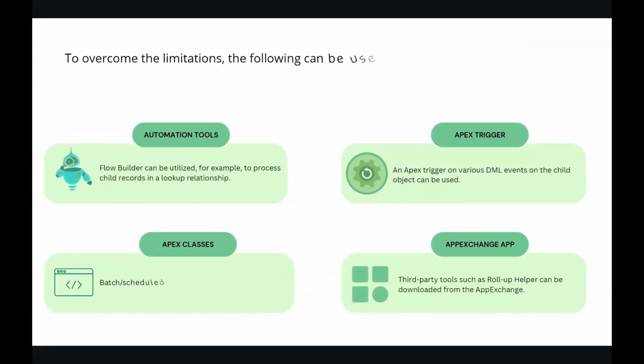But here is how we can overcome the limitations. You can use automation tools, like Flow Builder, which can be utilized, for example, to process child records in a lookup relationship. Or you could use Apex Trigger on various DML events on the child object. Then you can use Batch Schedule Apex. Or you can use third-party tools such as the Rollup Helper that can be downloaded from the AppExchange.